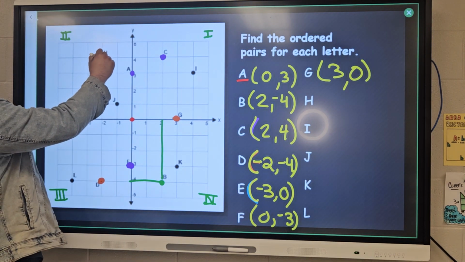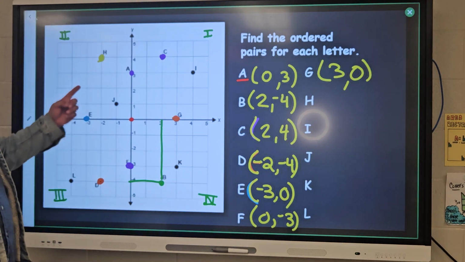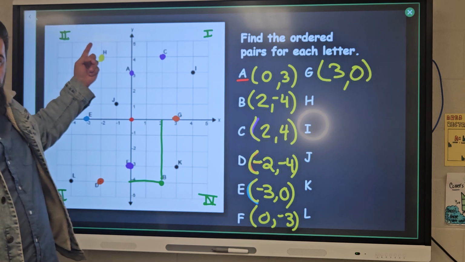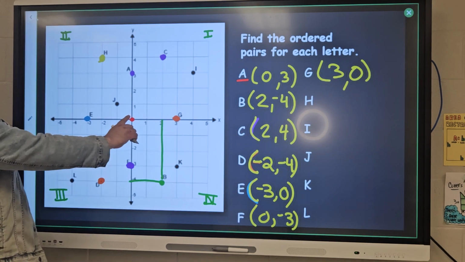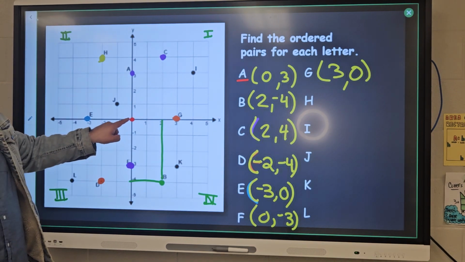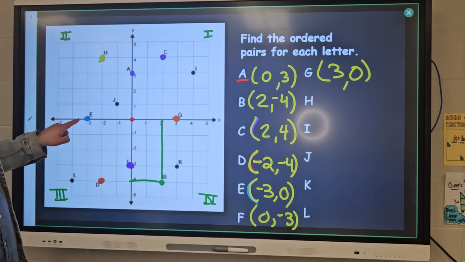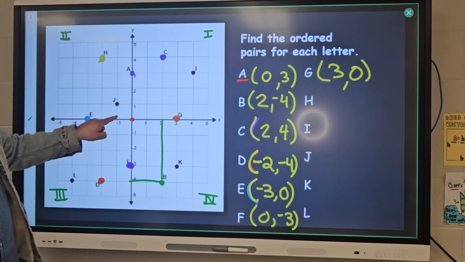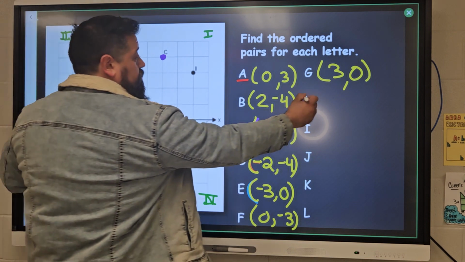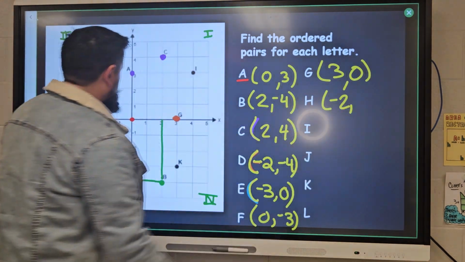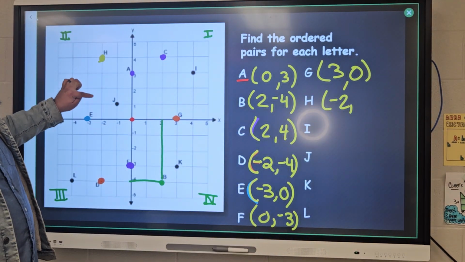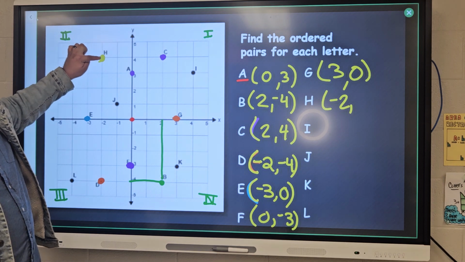Okay? All right, so the next one we're looking at here is H. Here's H. H is located in quadrant 2. So we're going to start at the origin right here. You're going to go to the left. So you're going to put 1, 2, -2. And then you're going to go up 1, 2, 3, 4, positive 4.